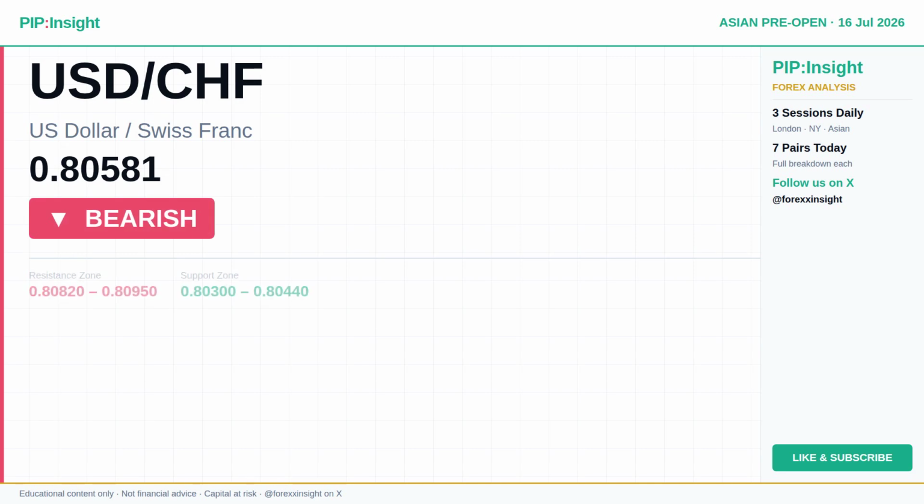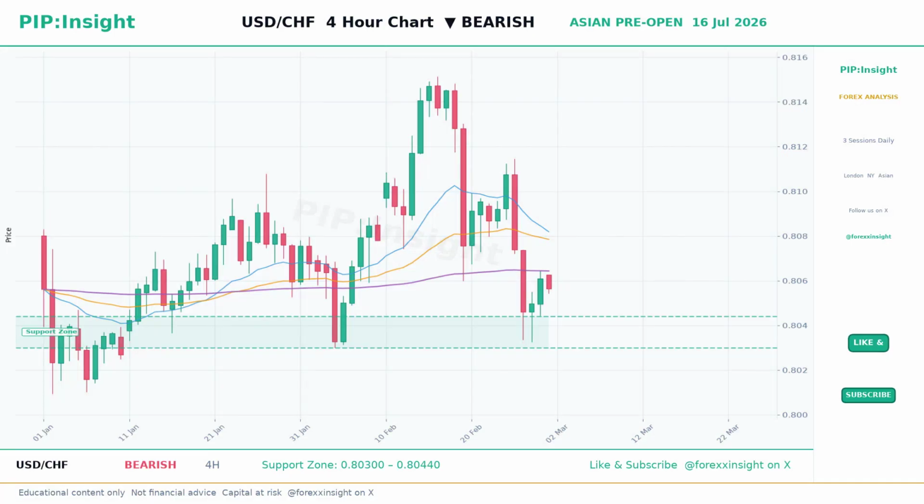Dollar Swiss. The chart is showing bearish structure on this session. The 4-hour trend is to the downside and the 1 hour is also pointing lower. Resistance is marked between 0.8082 and 0.8095. Support is marked between 0.803 and 0.8044. Here is the full chart breakdown.